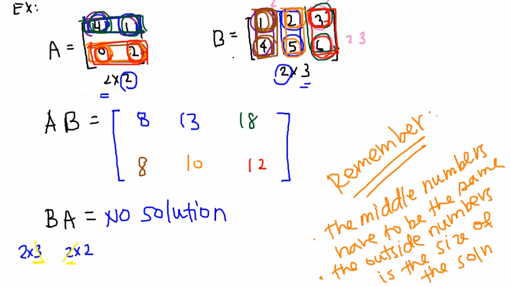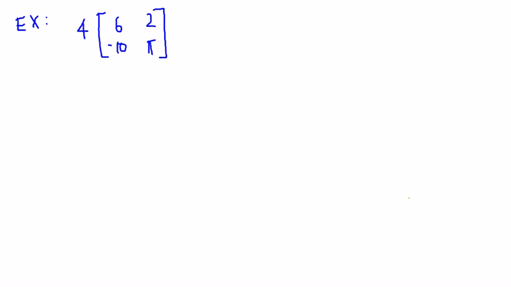Another example, if we have a scalar in the front, all we do is distribute that to everything inside, and it's still the same size, but everything is multiplied by 4.